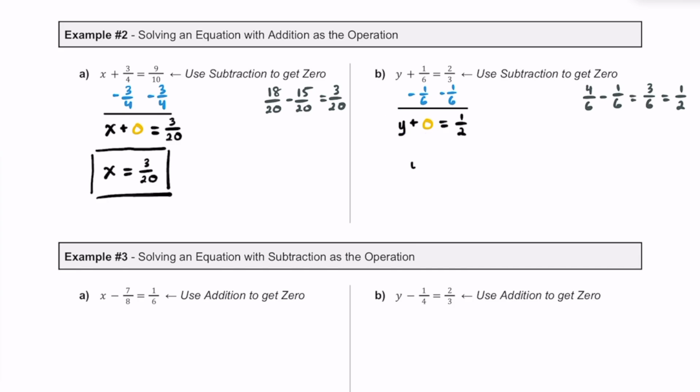Y plus 0 is really just y. And so y is going to be equal to 1/2. This would be the only number that y could be equal to that would make this equation true.